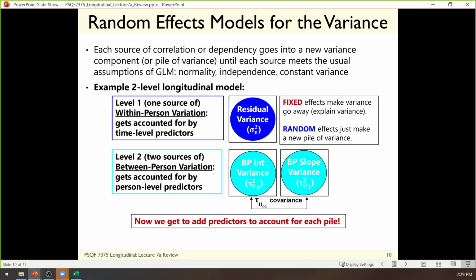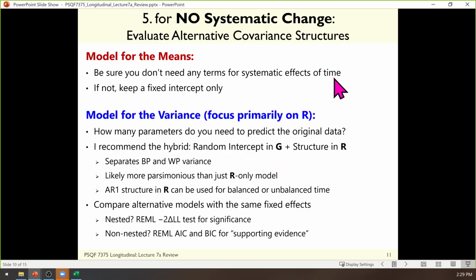So we have these multiple variance components. We go about the process of adding predictors to the model that are designed to tackle each of these with distinct sets of fixed effects. So it's a very purposeful way of looking at which predictors and which effects should be included.